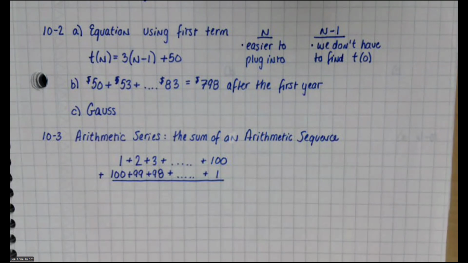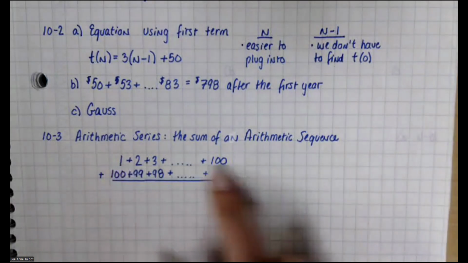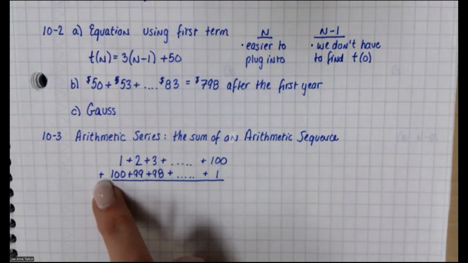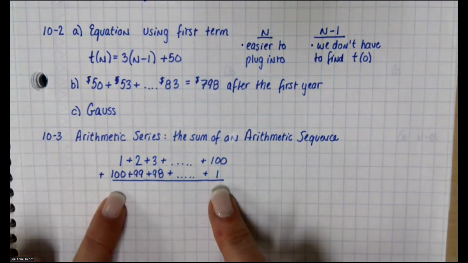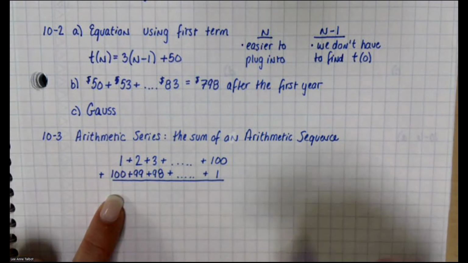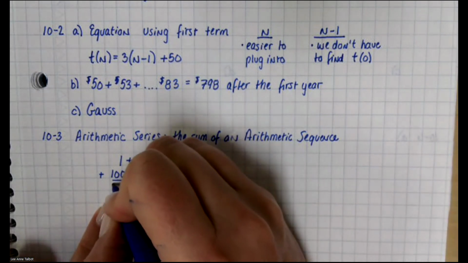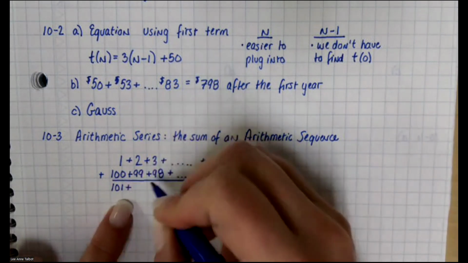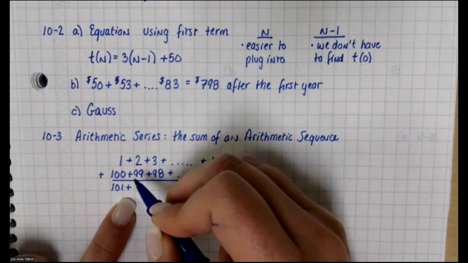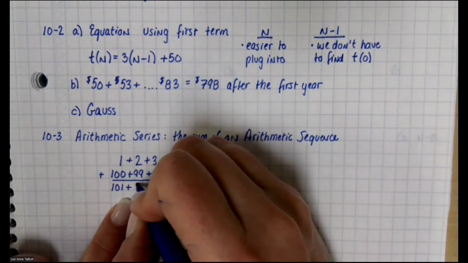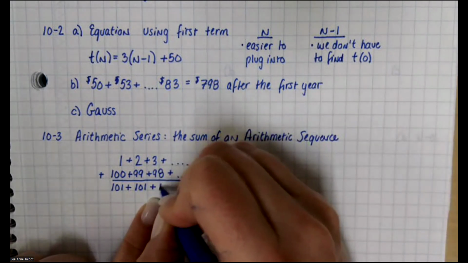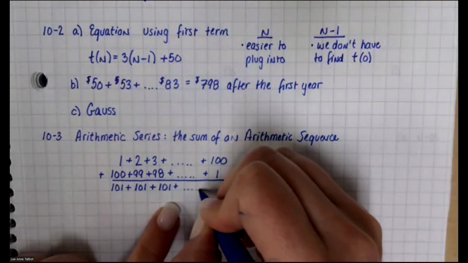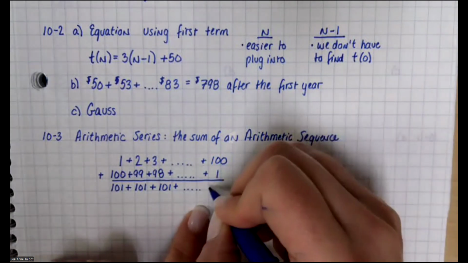And then add all of the columns together. So he listed the numbers 1 through 100 forwards, and he listed the numbers 1 through 100 backwards right underneath. Now, what does this column come out to right here? 101. What about this column? 101. What about this column? 101. And what about this last column? 101.